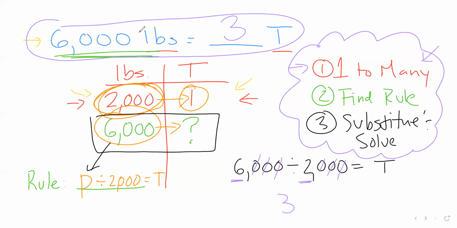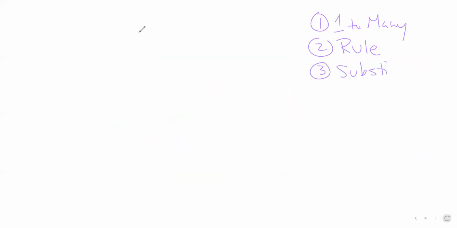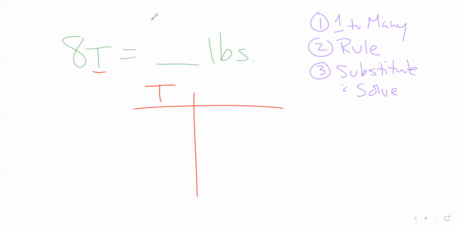So let's take on another one. Again, one to many, and find your rule, and then substitute and solve. Okay. All right. So let's say this time we have 8 tons, and someone says, well, I want to know how many pounds that is. How many pounds would I have if I have 8 tons? Great. Well, let's start with the one to many, which means I'm going to create a T-chart. I'm going to put tons here. I'm going to put pounds here.